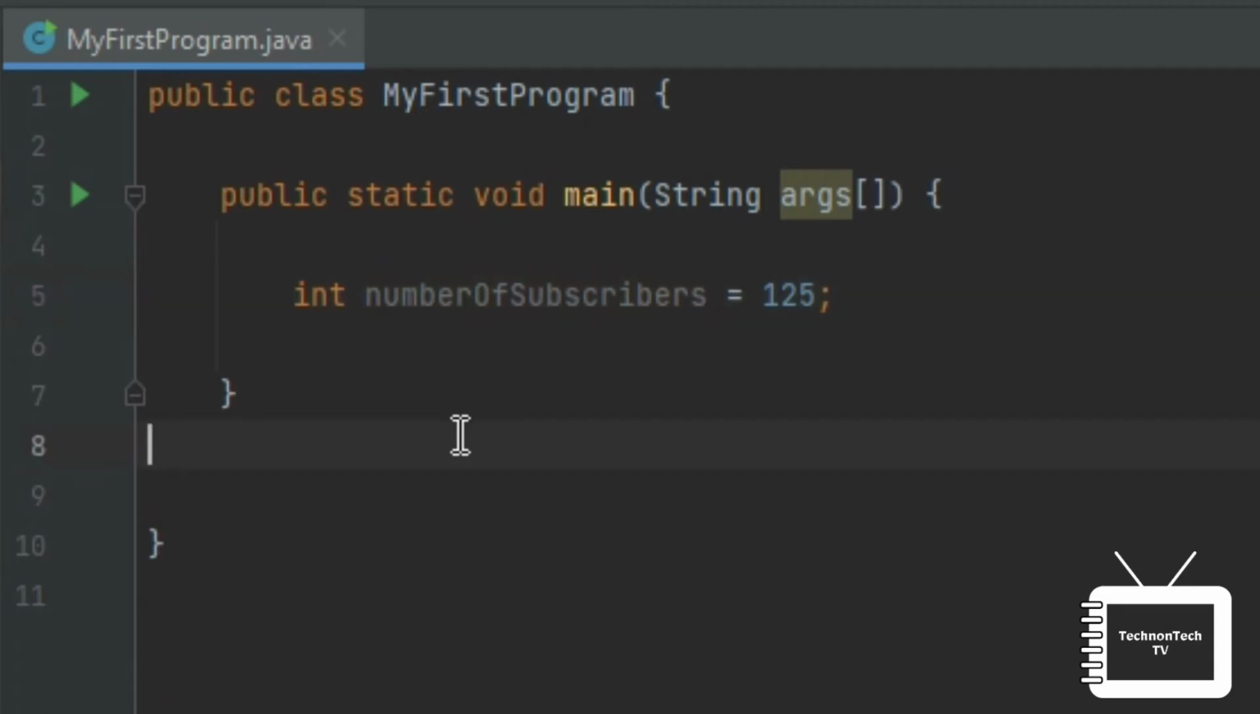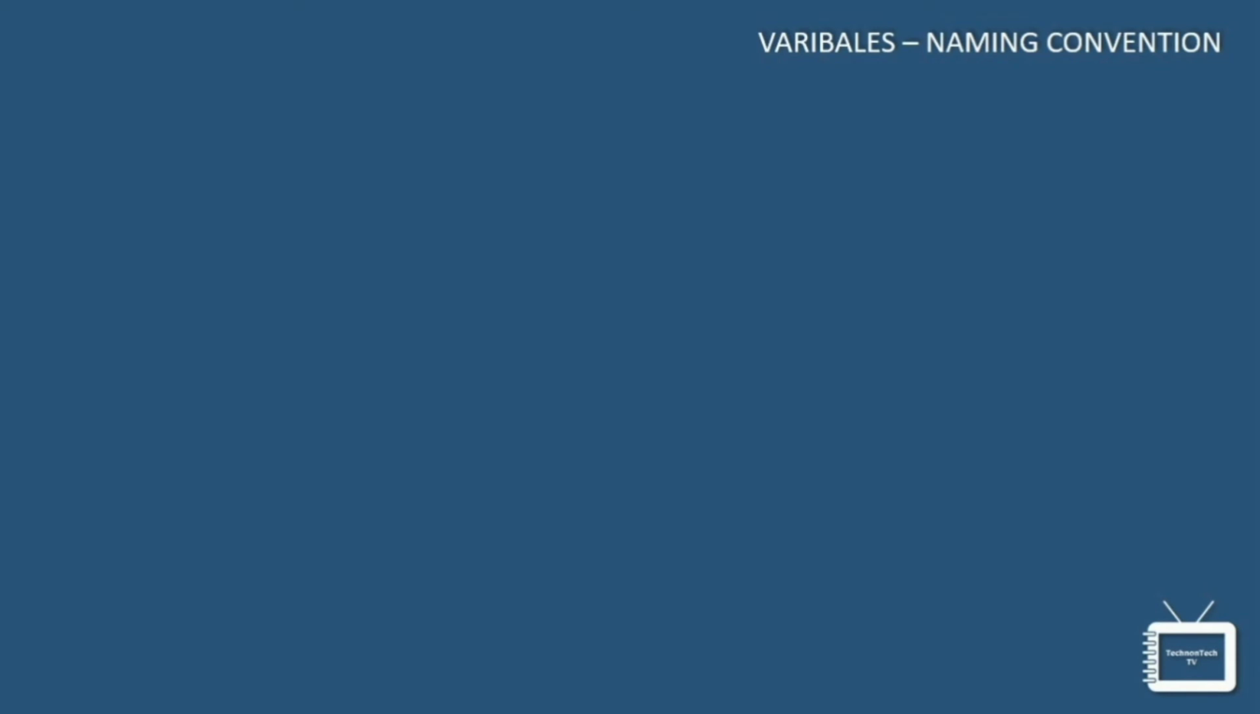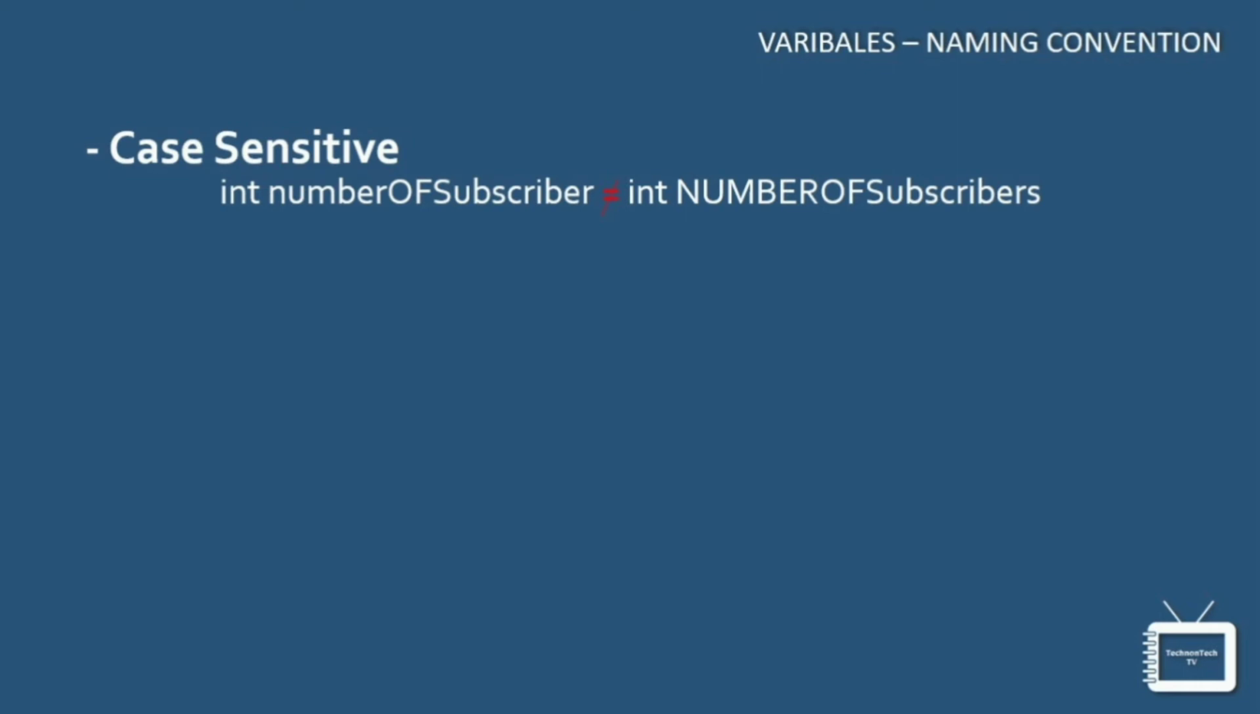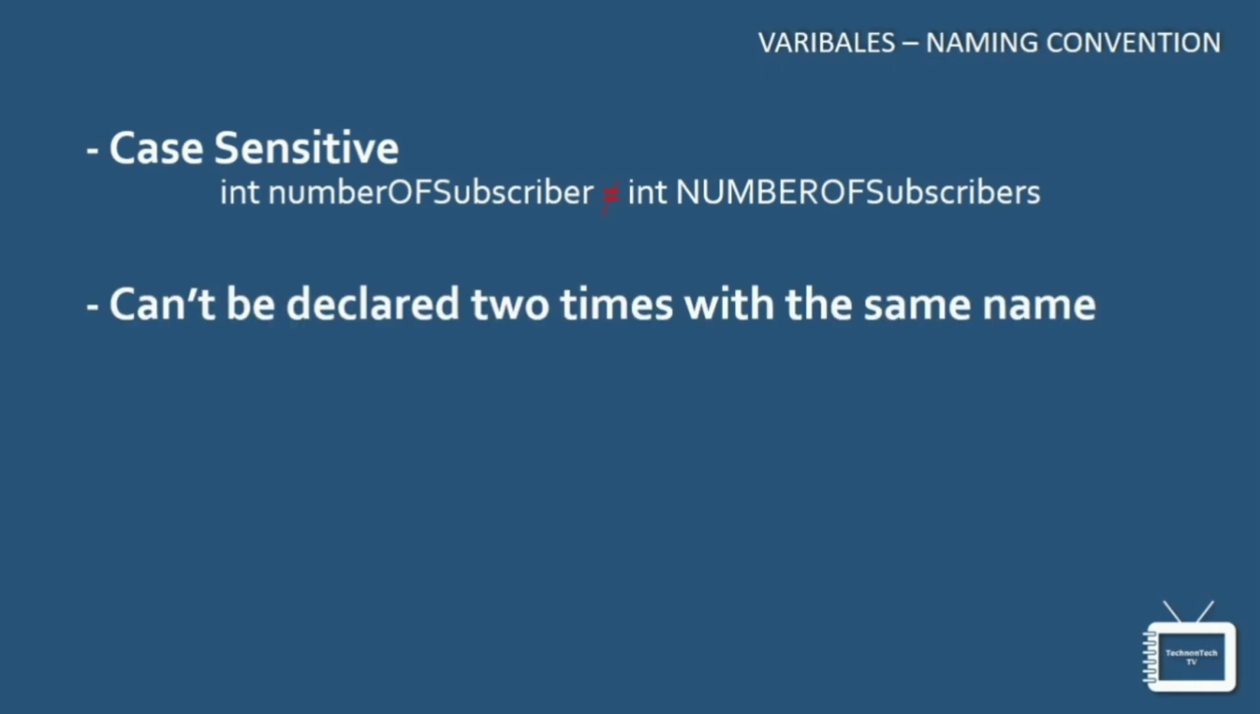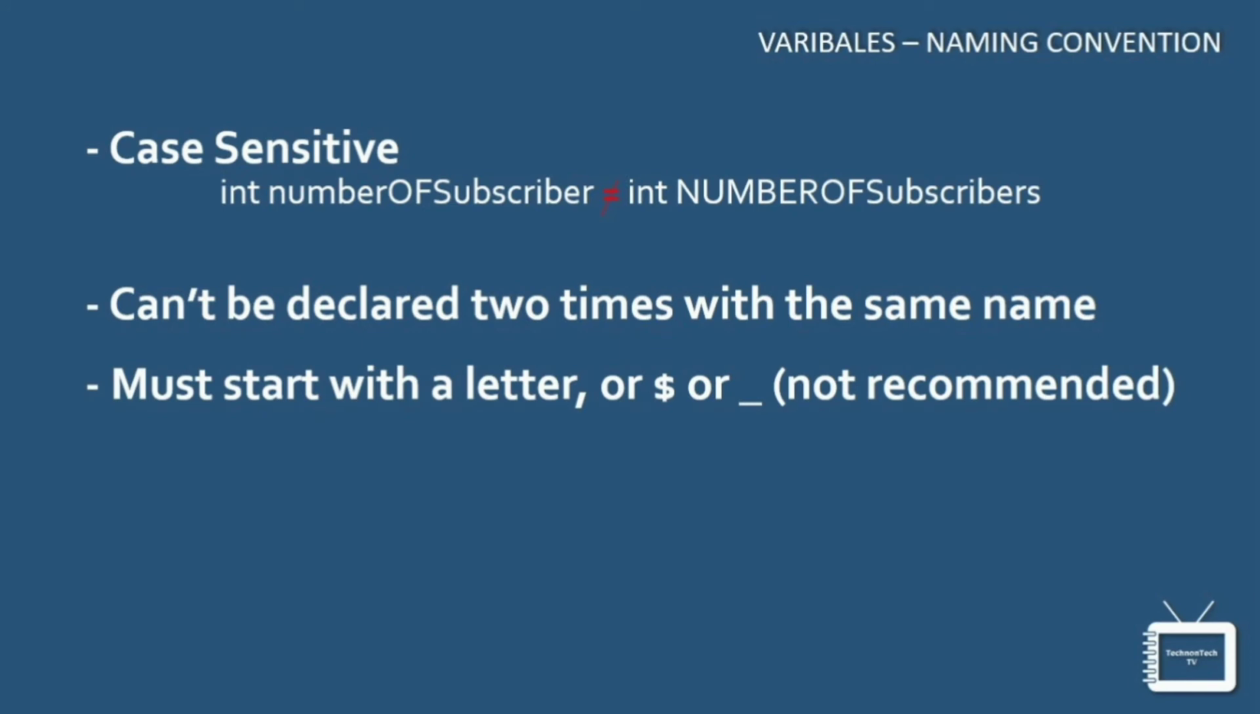Now I would like to tell you more about the naming conventions of variables. So variables are case sensitive. For example, if you would like to use a variable, you need to type in exactly the same name as you declared it. The next one is that typically variables cannot be declared two times with the same name in the same class or in the same method. Also, a variable name must start with a letter or $ mark or underscore, but I don't recommend the last two. After the first letter it can contain numbers, but it is not recommended either.